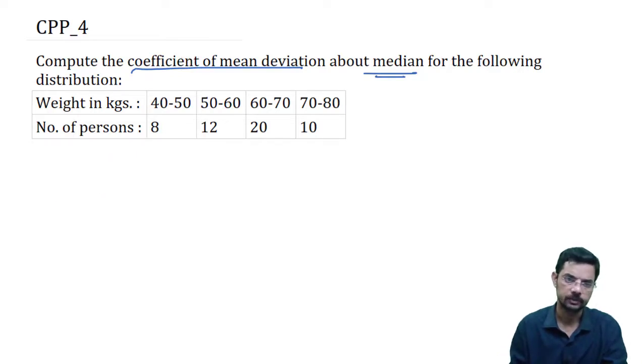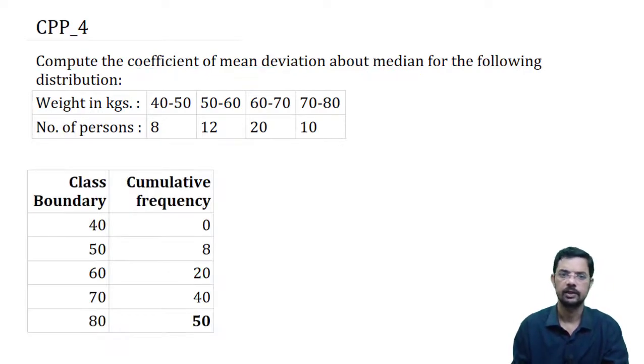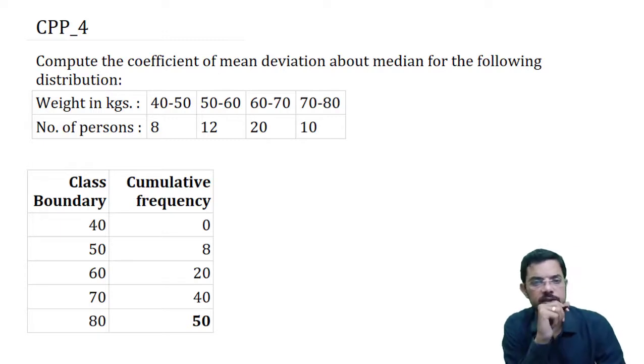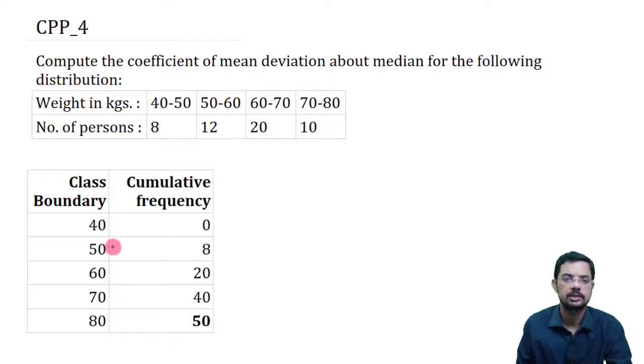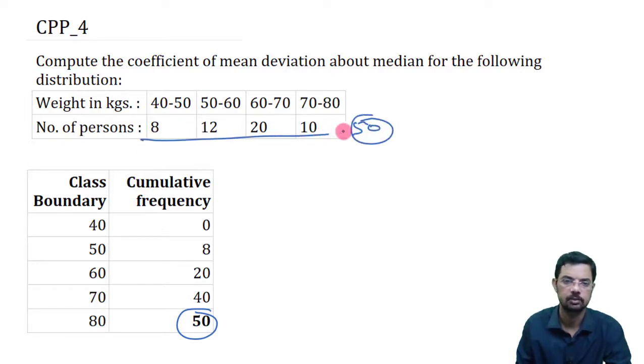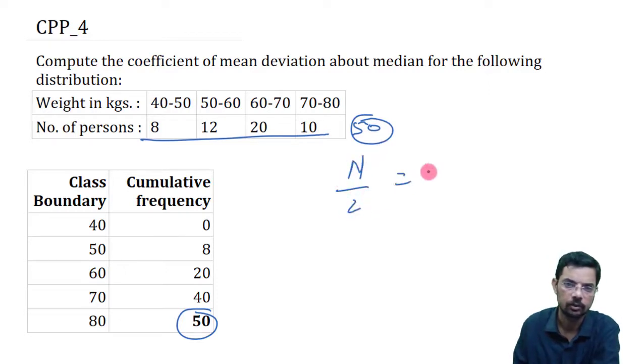Let us start and prepare the table for the median. This is already continuous, so we know how to find the median. First of all we prepare the less than type cumulative frequency distribution for the lower boundary points. What is n, the total number of observations? The total number of observations is 50, as this sum is equal to 50. Now we calculate n by 2. It is 50 by 2, which is equal to 25.